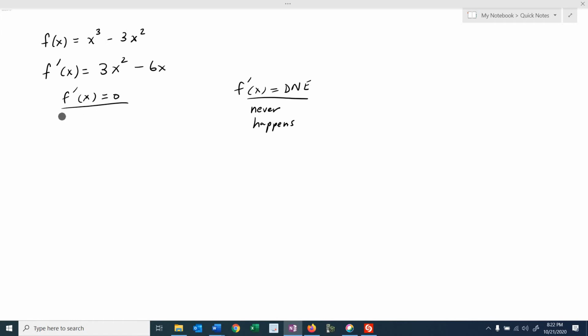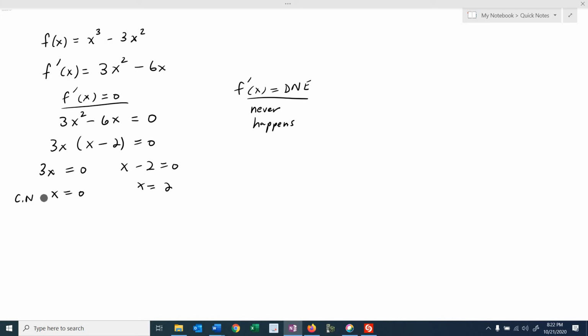Okay, so let's look at the critical numbers that we get when the derivative is 0. Here you would factor the 3x out, leaving you with x minus 2. And then when you solve this, you just get x is 0, and over here you just get x is equal to 2. So we have two critical numbers here, both of which came from this case. So we can try and classify these using the second derivative test.